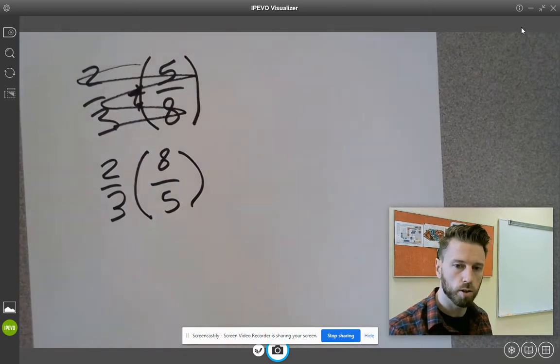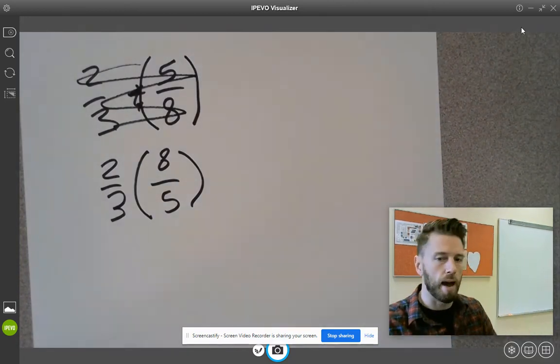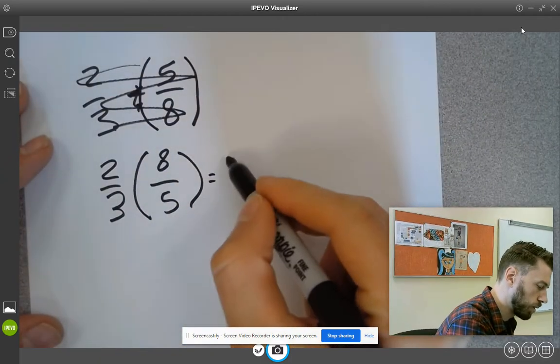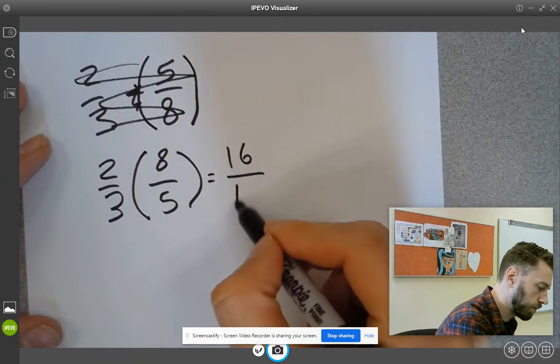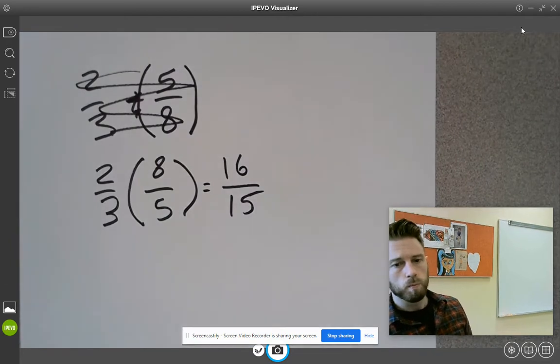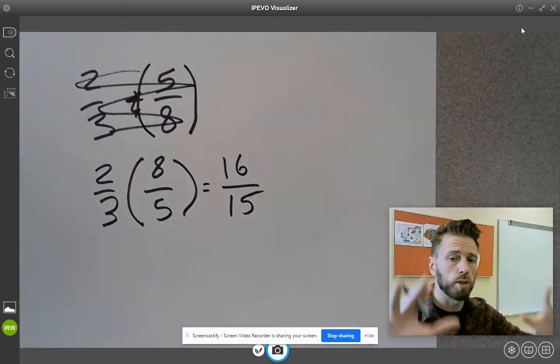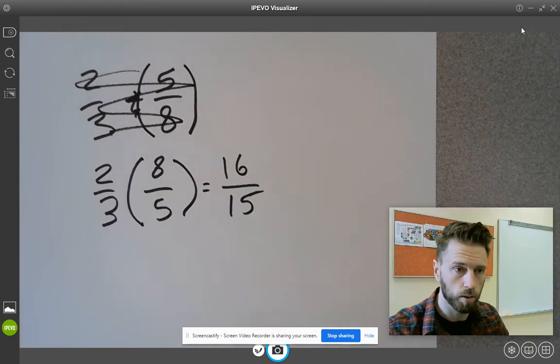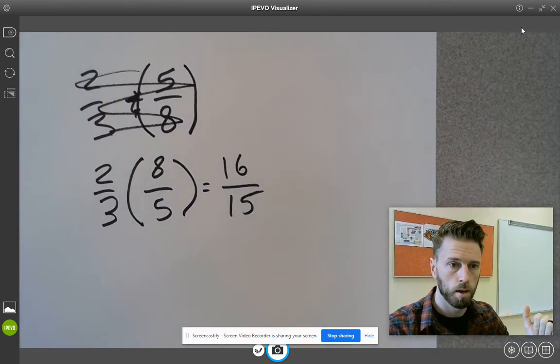It's much easier for us to do it this way. This is how arithmetically we have to do it. It's kind of nice. 2 times 8 is 16. 3 times 5 is 15. Okay? So the first misconception is do not ever flip the first fraction. Okay? That's a big no-no. You always only flip the second one. Okay? The first one will always stay the same.